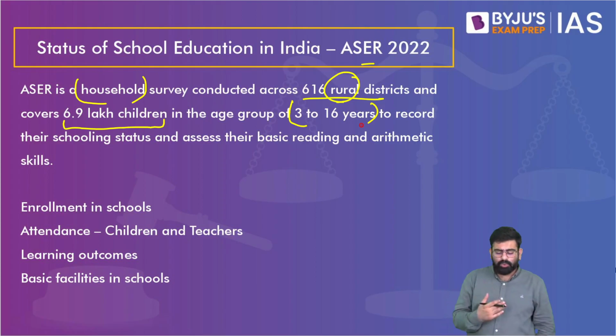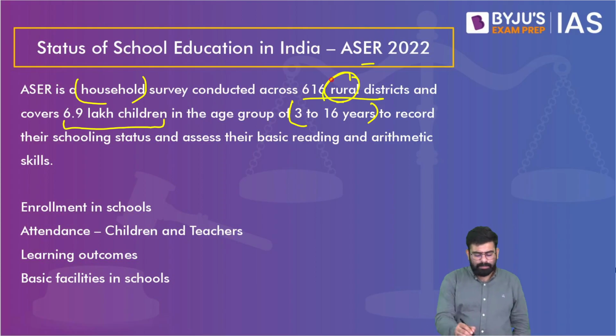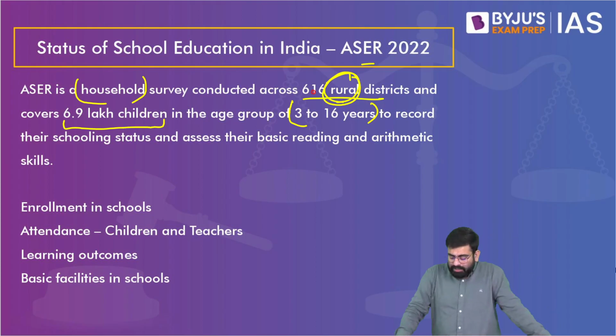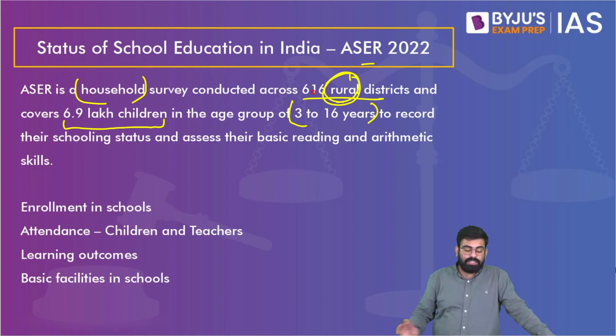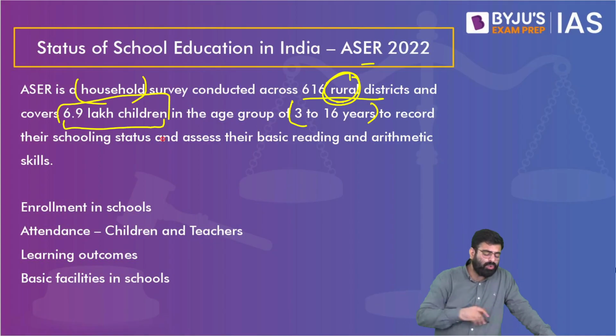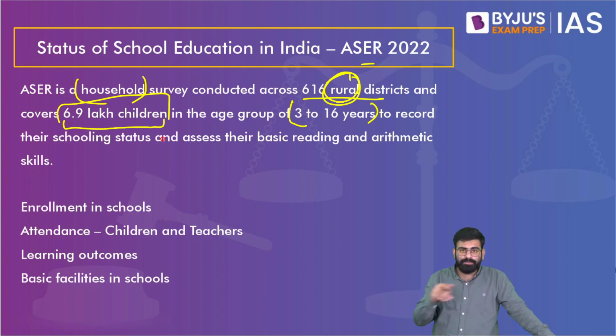Now, if you want to look at it critically, you can say that it is primarily rural because they are going to the rural districts. They're not covering students in urban areas, so it does not give a complete picture. But even though it is limited to rural areas, if you look at the scale, it covers close to 7 lakh children, which is huge. So the sample size is huge.